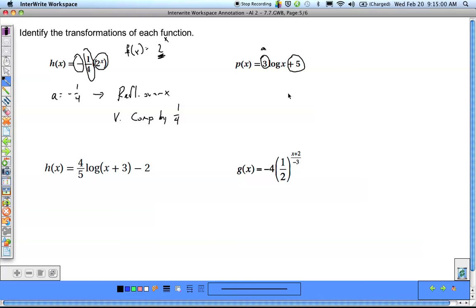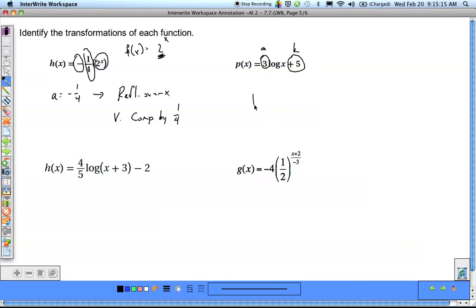Now the key thing here is that it's being added to the log of x. It is not being added to the x itself. If it were being added to the x, we would see it inside the parentheses there. But since we don't see it inside there, that means it is actually outside, not affecting the x, so it's going to be our K value.